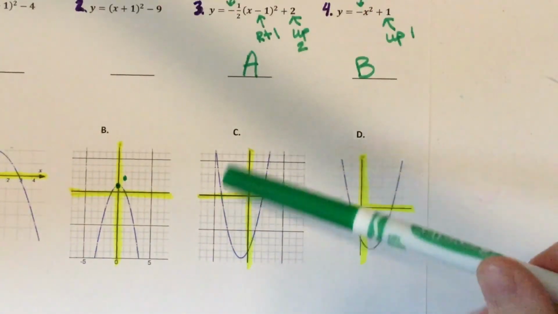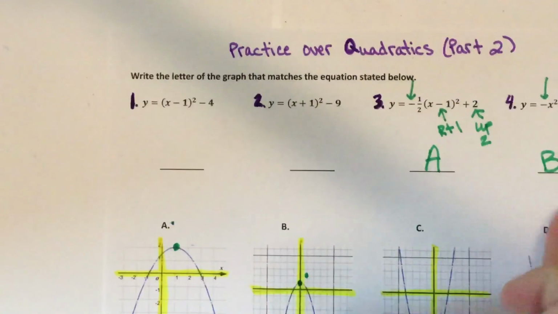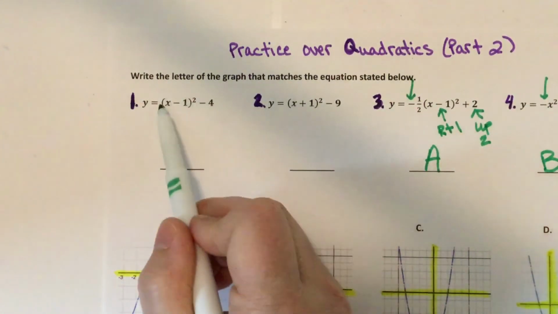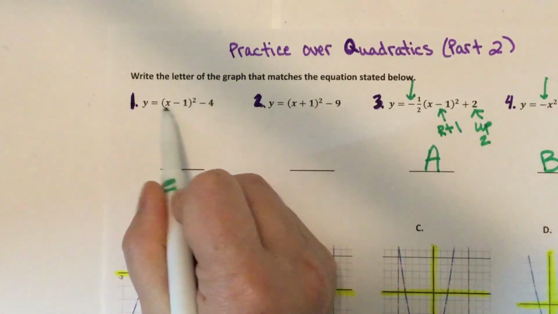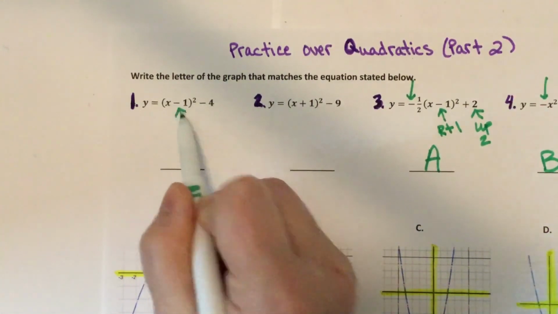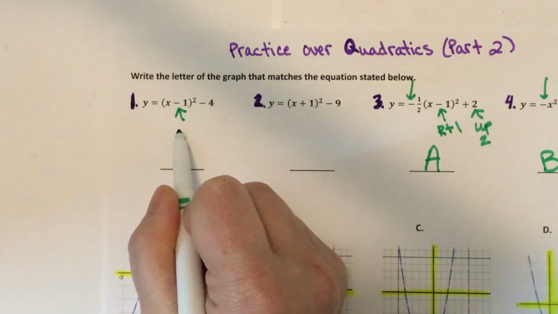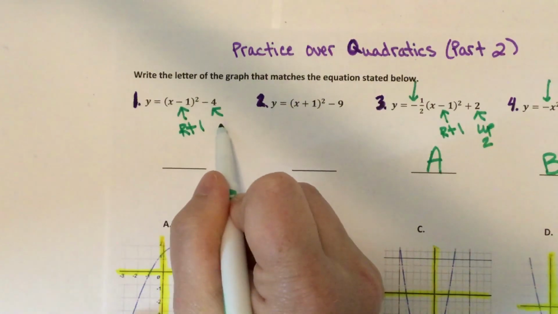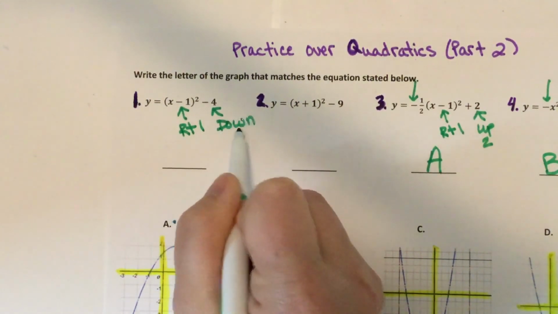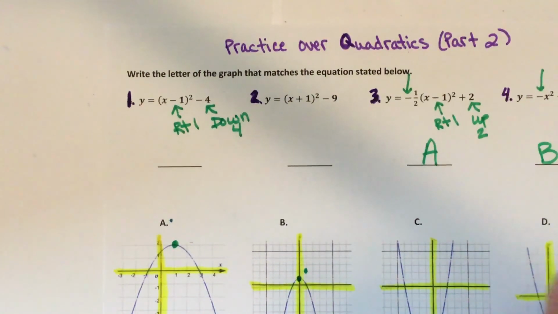Now C and D are opening up, so they have to belong to number 1 and number 2, because number 1 has a positive in front and number 2 has a positive. So how does this make your vertex move? The -1 inside, what's it going to make it do? Go right 1. And what about the -4 in the back? That's down 4.